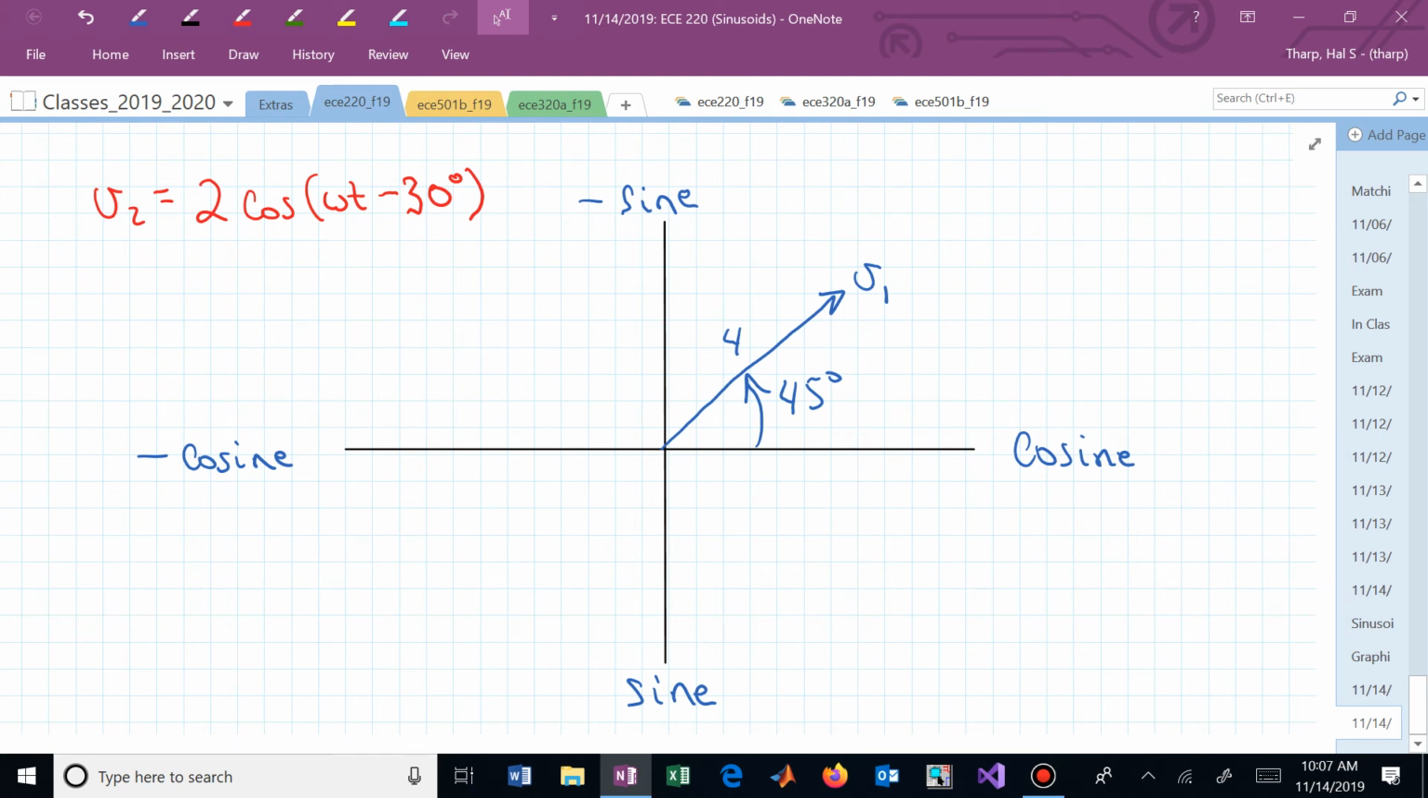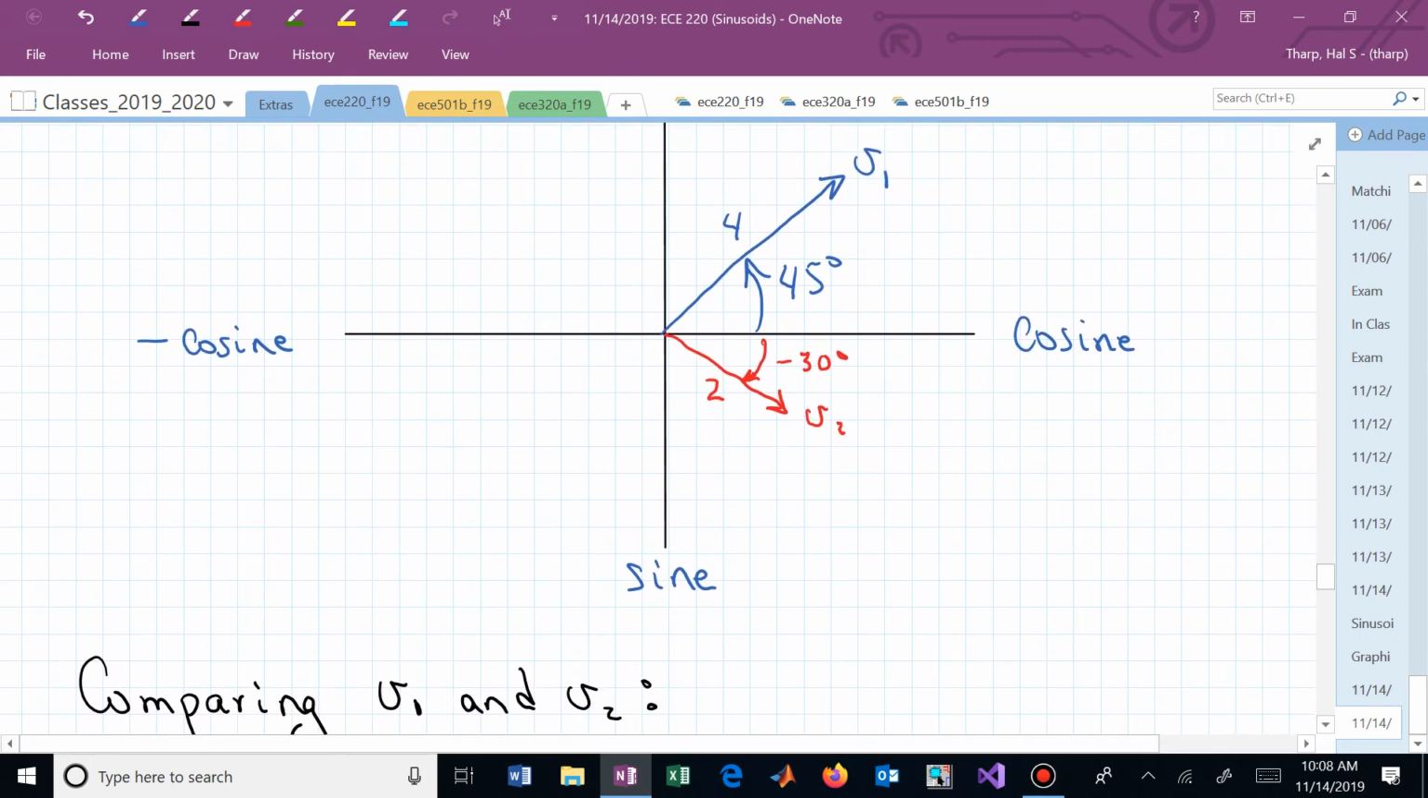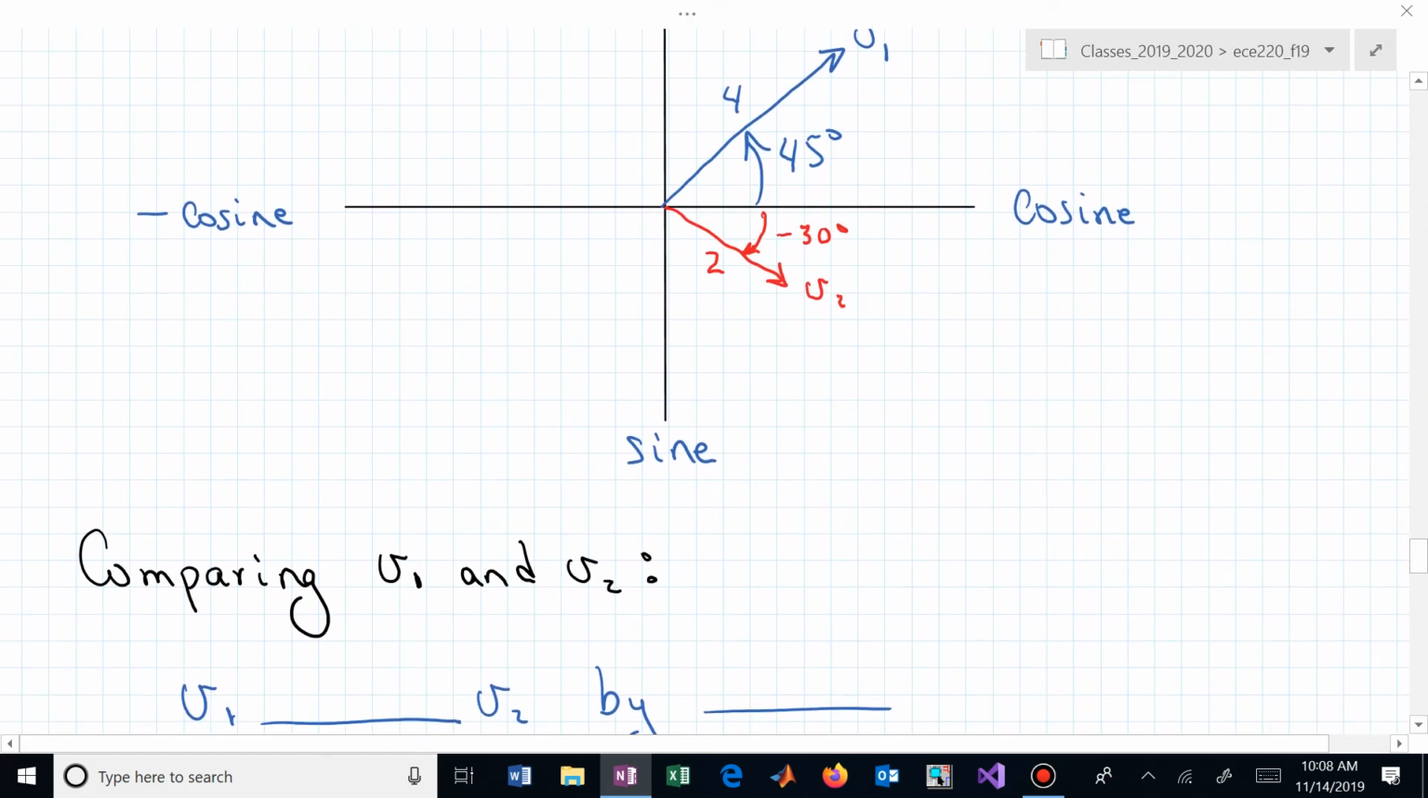And it now needs to be at an angle of minus 30 degrees, so now I'm below the horizontal by 30 degrees. You can bring out your protractor, but that's now my best bet at a 30-degree angle. This is now minus 30 degrees. This is V sub 2, and the length of that phasor or vector is 2. Now, that combination of V1 and V2 should allow us to compare these two waveforms.